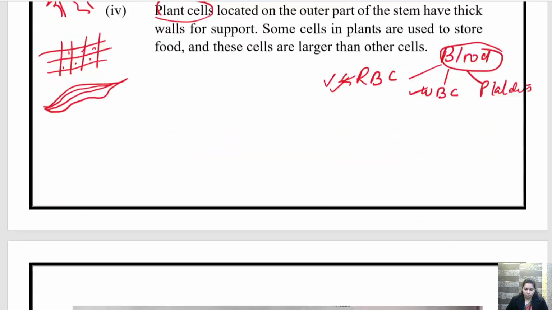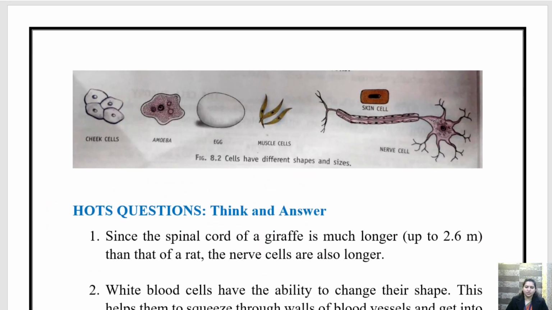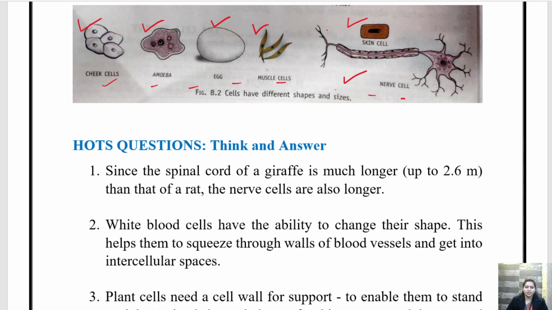So these are the diagrams, children. This you will draw in the fair notebook. So this is your cheek cell, amoeba, egg, muscle cell, then we have skin cell, then we have nerve cell. Children, you can see here all these cells are having different shapes and sizes, and the function of all these cells are also different. Okay, so this is the variation in shapes and size of cells in multicellular organism. यूनिसेलुलर में तो एक ही सेल होता है, तो एक ही तरीके का होगा.